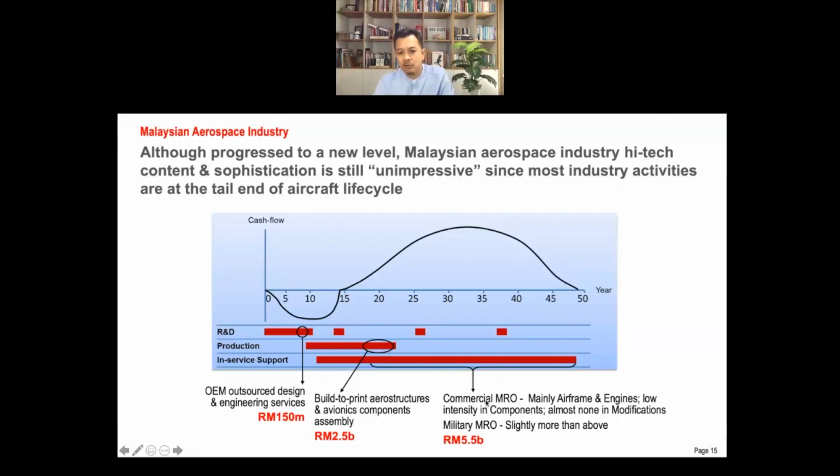And commercial MRO, mainly airframe and engines, has low intensity in components MRO and almost none in modification. So even though we do military MRO, you can see no companies doing heavy modification for helicopters, for example, or for any type of aircraft. It's not being done in Malaysia. Alright, so it is still not enough, meaning that what we have to do is go beyond that. Right?